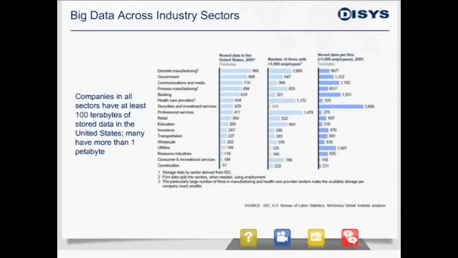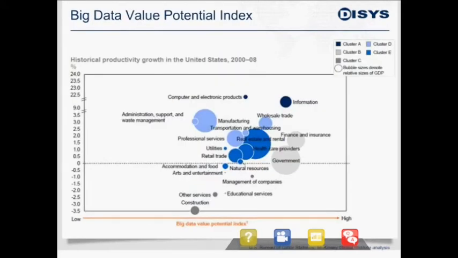There was a study done probably about 18 or so months ago where McKinsey looked at big data across industries, and what they found was that pretty much every sector had a tremendous amount of data. 100 terabytes of data was pretty standard across most of the industries, and 1 petabyte was where everybody was trending. This was probably 18 months old, so these numbers are probably much more realistic or even bigger now.